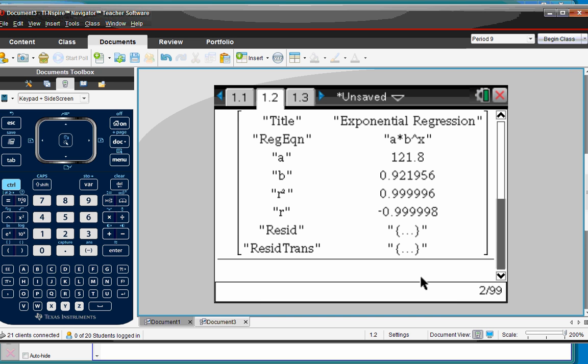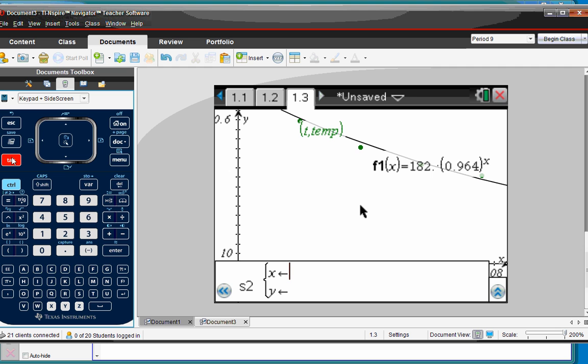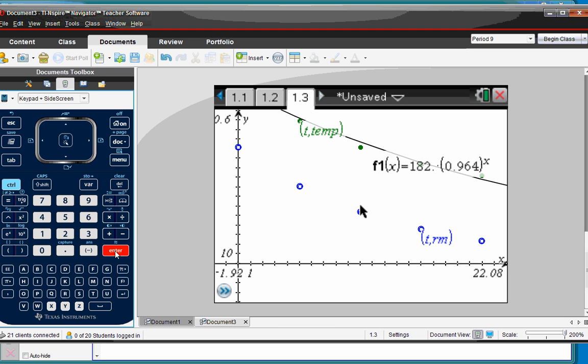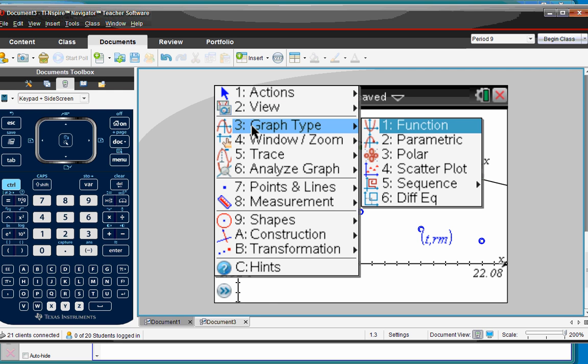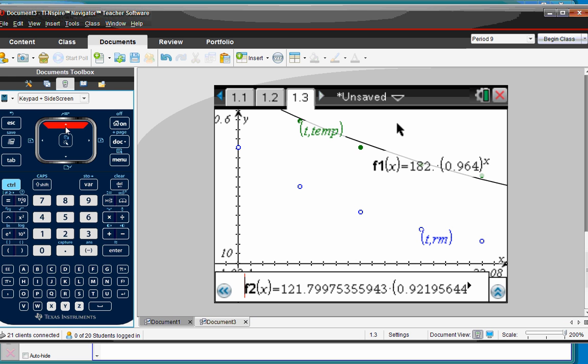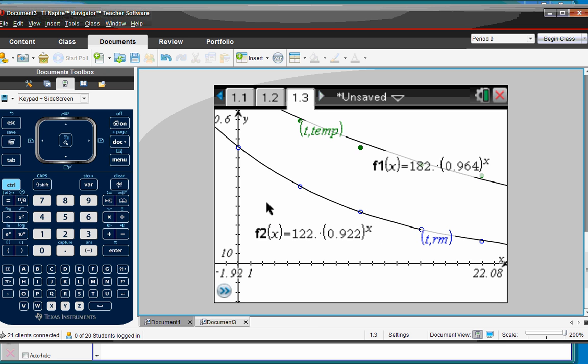Now how am I going to get to my new equation? I go back over here and hit Tab, and right now I'm on my scatter plot. If I hit T for time, and then RM for room, can I see my data for that? Do you see that data? It gives me new points. Now if I graph that, and I hit Menu, Graph Type, and Function, I arrow up to F2, I can write that function down, and I can hit Enter. So this is actually going to be the equation that you're going to get, but is it really?